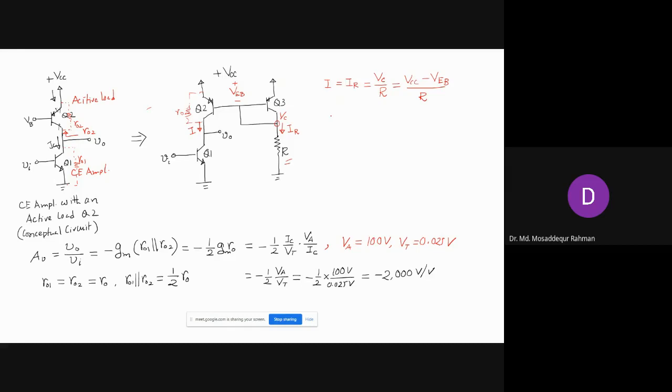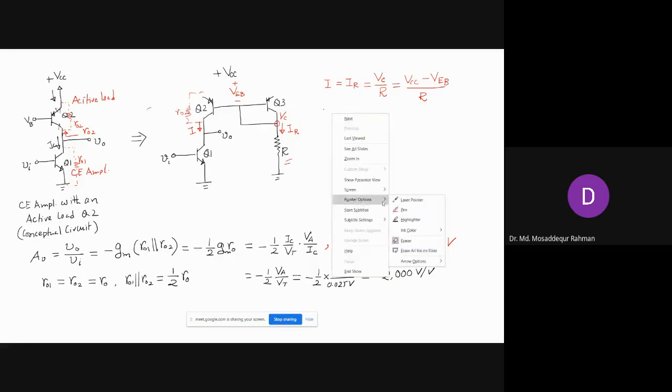Now, in our discussion on the current mirror circuit, we have discussed the different ways to improve the performance of the current mirror circuit. So if you want to apply those different techniques here, how we can do that, let's see that. We discussed about introducing the resistance in the emitter.